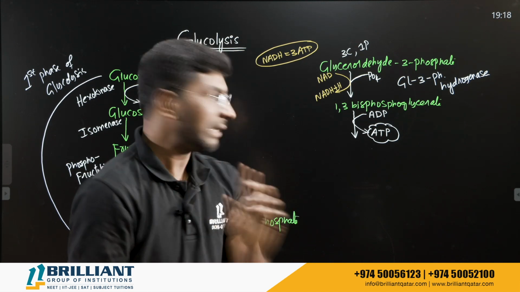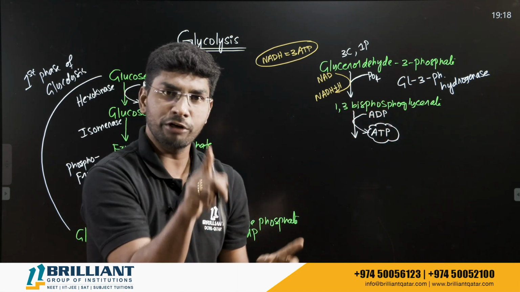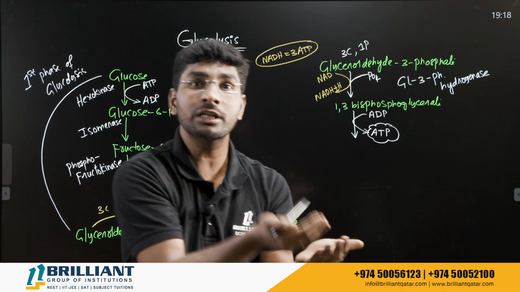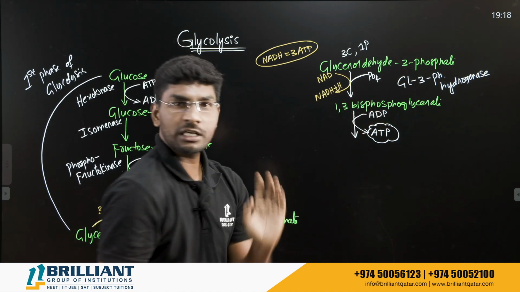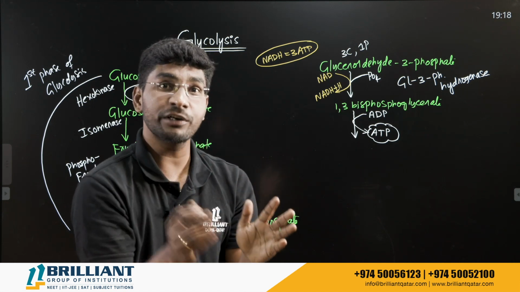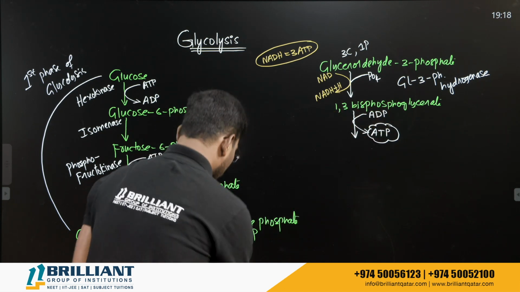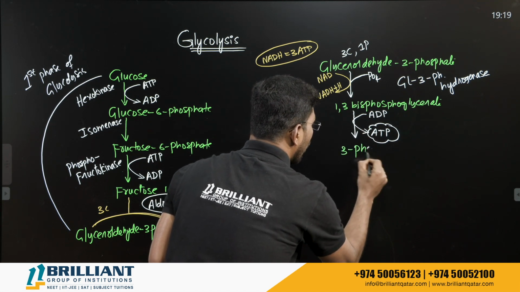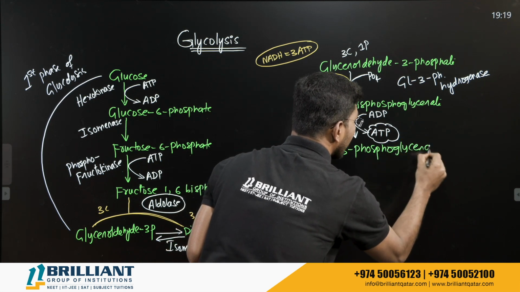You got my point? 1,3-bisphosphoglycerate has 2 phosphates. One is on the first carbon, one is on the third carbon. 1 phosphate is given to ADP, so that ADP converts into ATP. Question: in 1,3-bisphosphoglycerate, how many phosphates are left? How many left? 1, right? You got my point? That phosphate is on the third carbon. That means 3-phosphoglycerate will form. So what is the next compound name? Next compound name is 3-phosphoglycerate. Glycerate. You got my point?